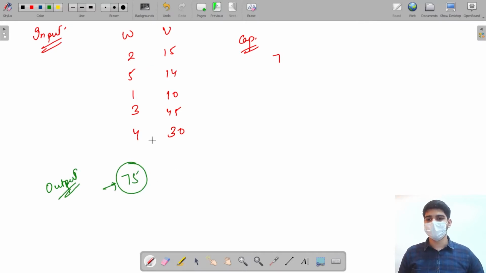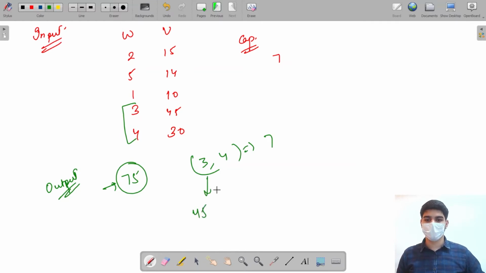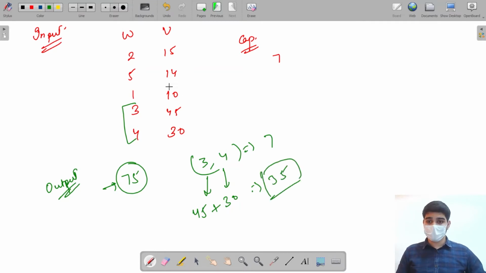This is by using these two items of weight 3 and 4. So the weight is equal to 7. And if you look at the values, which are 45 and 30, if we add them both, we get 75. Of course, there are other sets which fall under the category that they sustain the capacity of the bag. But this is the set which has the maximum value out of all of them, right?